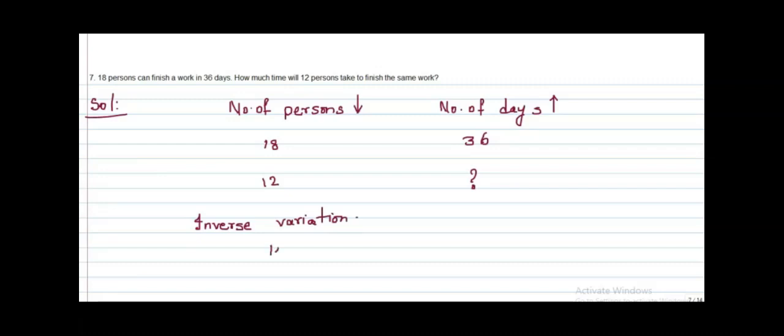So we have 18 by 12 is equal to x by 36, or x is equal to 18 into 36 by 12. 6 2s are 12, 6 3s are 18. Or directly 12 1s are 12, 12 3s are 36. And 3 into 18 is equal to 54. Therefore, the number of days required by 12 people to complete the work is 54 days. Moving on to the next question.